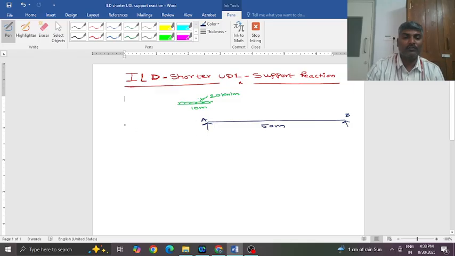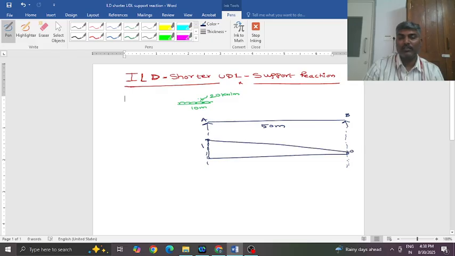Right. So first plot ILD for reaction A. Let us plot ILD for reaction at A. Just dropping down these 2 points, reference line, and 1 unit ordinate at A, 0 at B, and joining these two by a straight line will give you ILD for reaction at A.